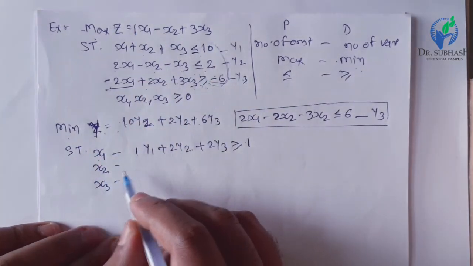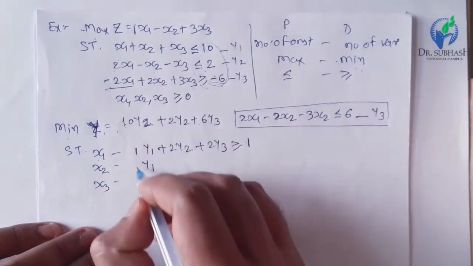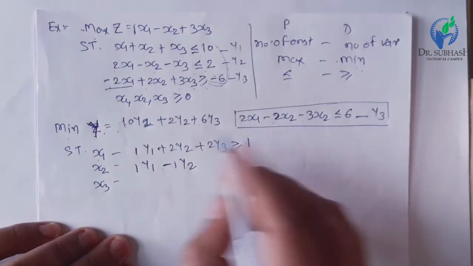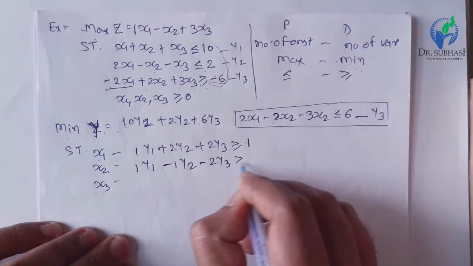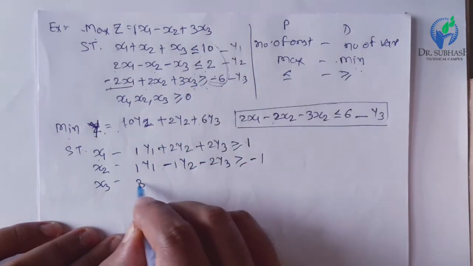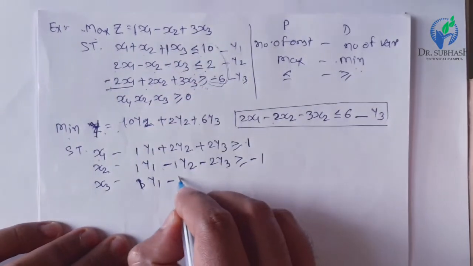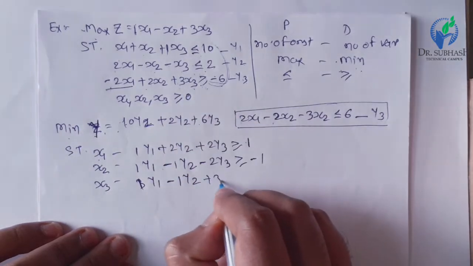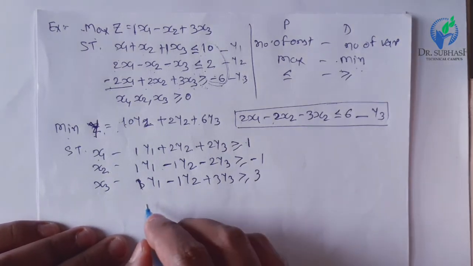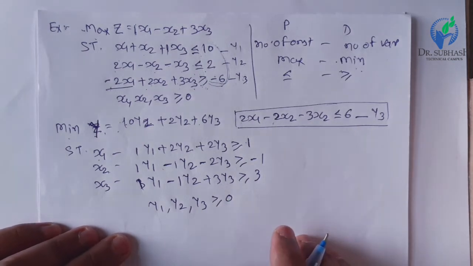Now related to x2, this is the second constraint. So here 1y1 minus 1y2, not plus, but here minus 2y3, greater than or equal to minus 1. For the third constraint, it is again 1y1, because here the coefficient is 1, minus 1y2 plus 3y3 greater than or equal to 3, the right hand side of the constraint. And the last is the non-negativity constraint: y1, y2, y3 greater than or equal to 0.